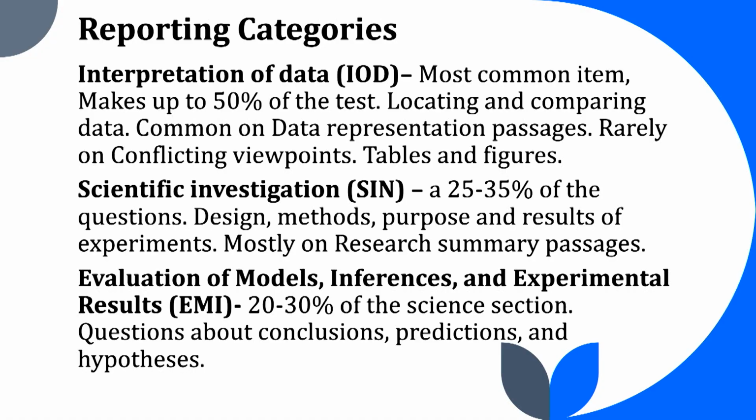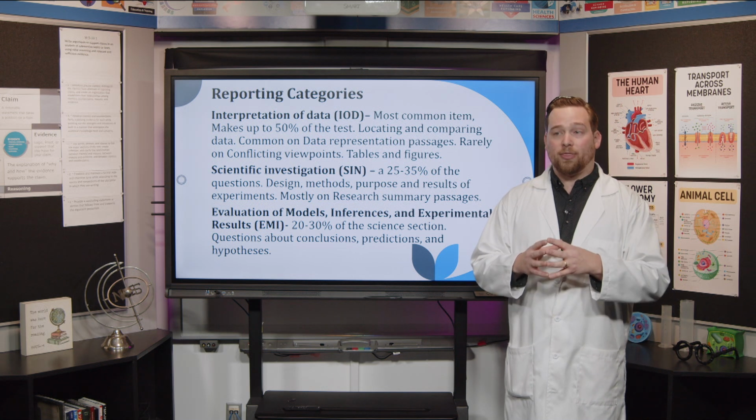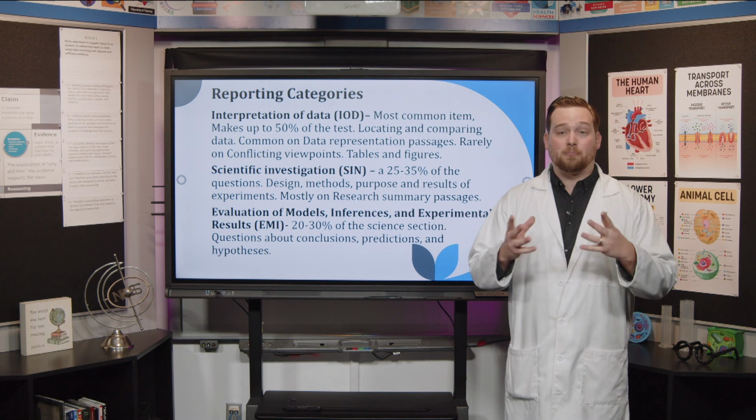And then the last type of reporting category is abbreviated EMI. That stands for evaluation of models, inferences, and experimental results. These make up anywhere from 20 to 30% of the science portion, and these questions are often about conclusions, predictions, and hypotheses. And although they can be on any type, these are often on the conflicting viewpoints passages.